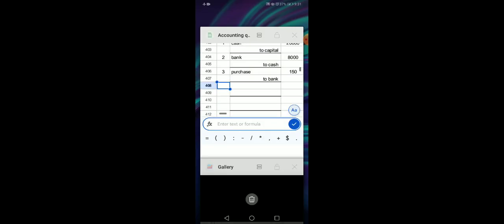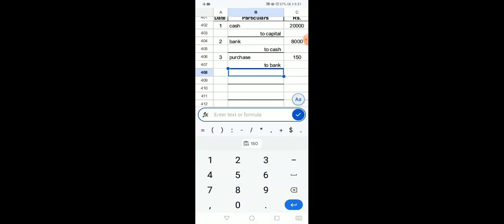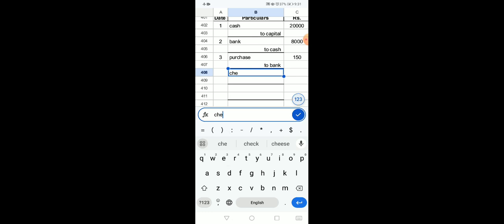Received a check from Rashid. Rashid is a person, its name. When you are receiving a check, it means a check is coming in, a check is your near asset, asset is increasing, so you were supposed to write check over here as it's an asset.